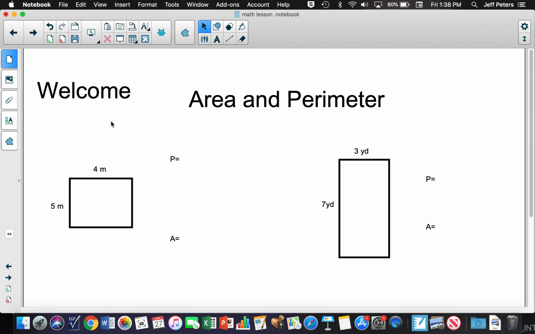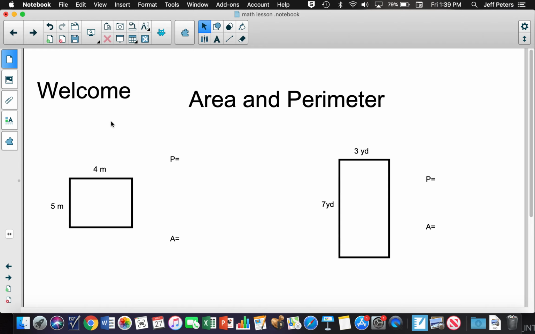Grab your math journal and a pencil. Write these two problems down. A little bit of review before we go on to something new this week. So I have two rectangles here. The one on the left has a length of 4 and a width of 5. And the rectangle on the right has a width of 3 yards and a length of 7 yards. So let's copy those two down.